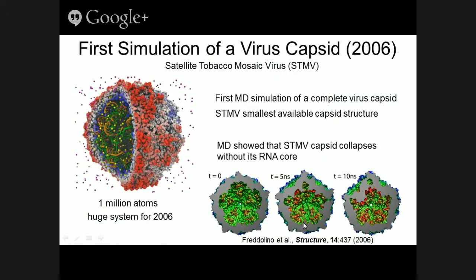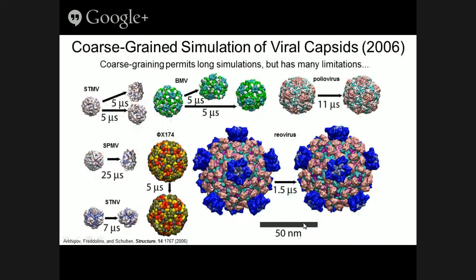Okay, so back in 2006, again, this was the first simulation. We actually learned something from this back then. If you take the RNA out, the thing collapses on its own. HIV, it's actually stable without it. People say, well, why do you have to do every atom? Why don't you do coarse graining? Well, we have done coarse graining, and you can do some things from coarse graining, but it's not the same.